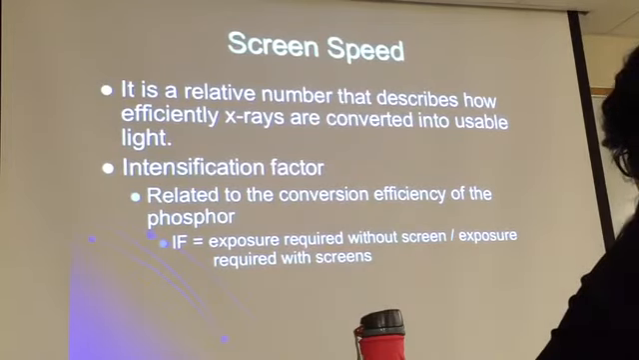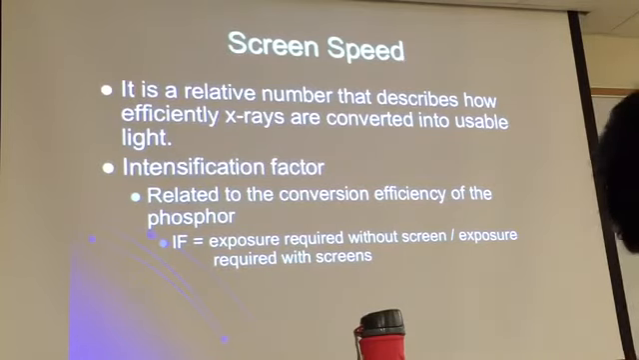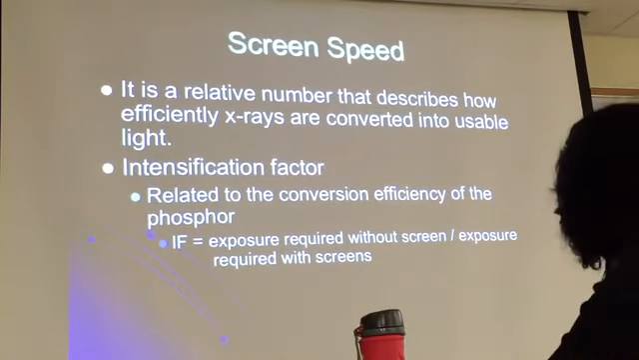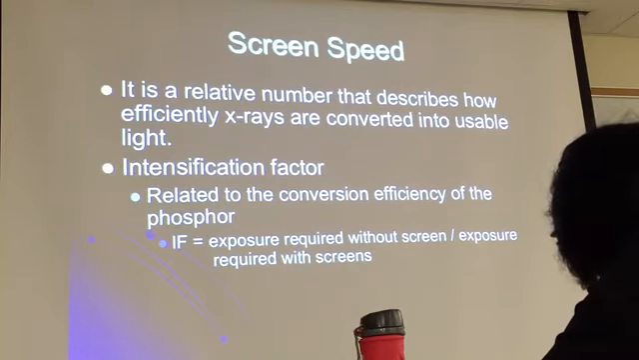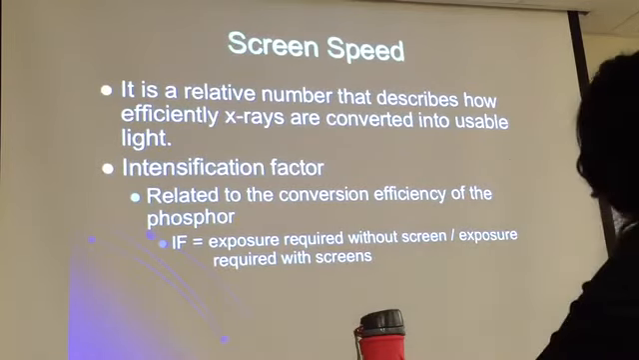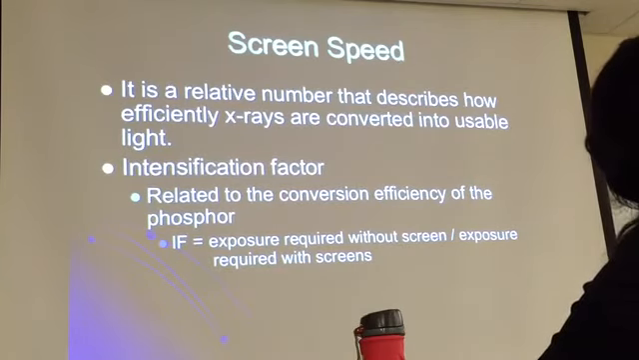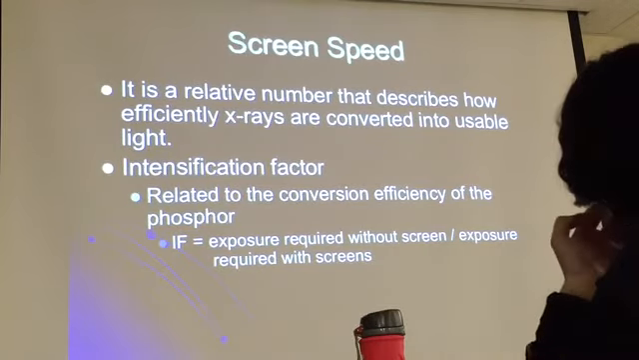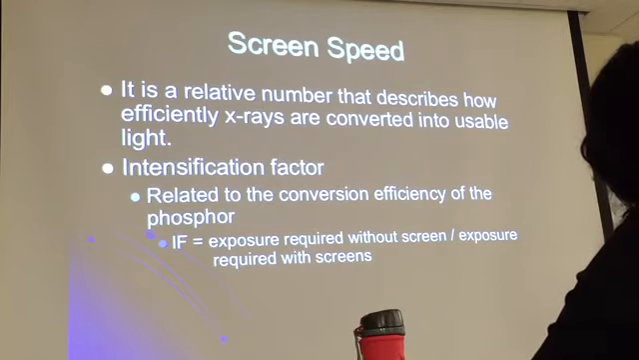So the intensification factor, if you want to give it a numerical sense of what it is, what you will do is take the exposure required without a screen divided by the exposure required with screens. So this number will always be a lot higher. You make an exposure, you have an ion chamber where you measure how much is coming out, you have your phantom, make an exposure and see how much exposure you need.